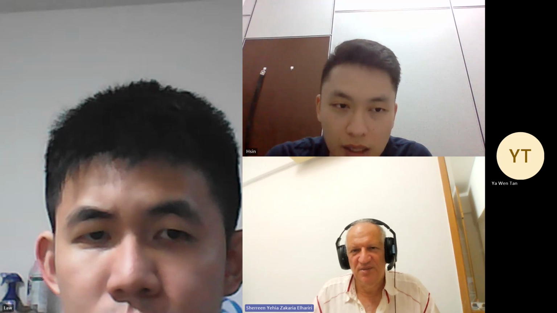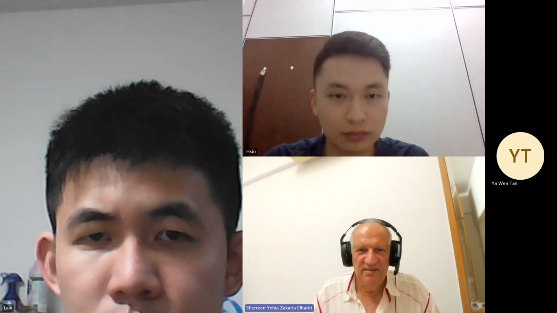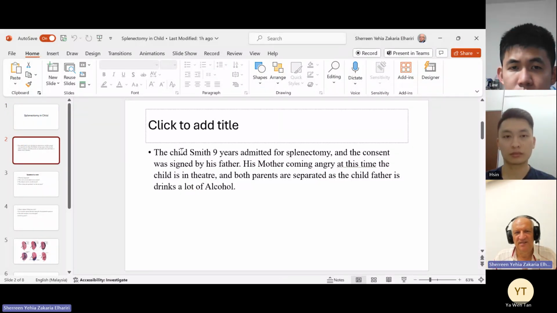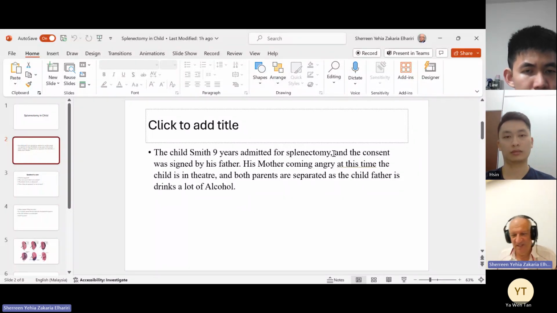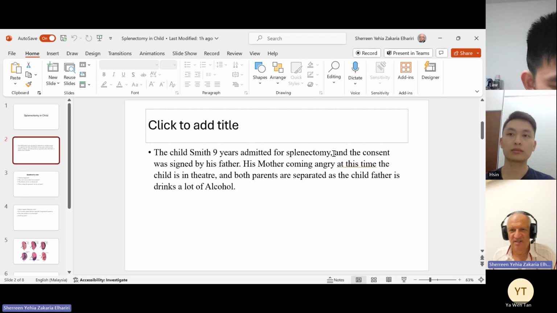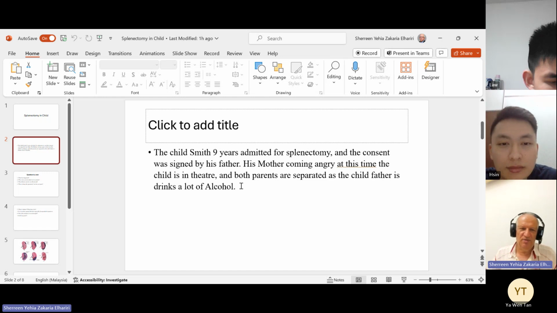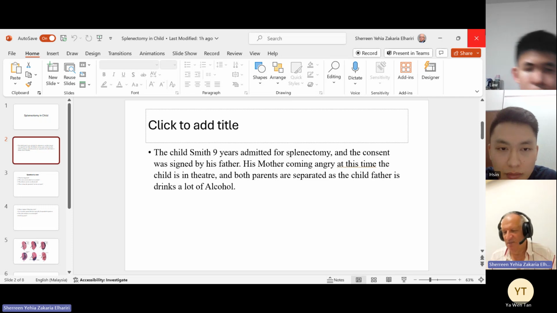The second common station usually in the exam is splenectomy in a child. And usually outside we give you a scenario like this. A child, his name is Smith, 9 years old, admitted for splenectomy. This is an emergency splenectomy. The consent was signed by his father, his mother is coming angry at this time, the child is in the theater, and both parents are separated as the child's father drinks a lot of alcohol. So this is a social problem. The two are separated, the child lives with the mother, but the father usually takes him at the weekend.